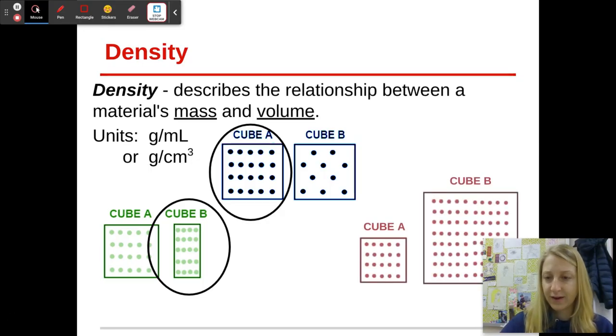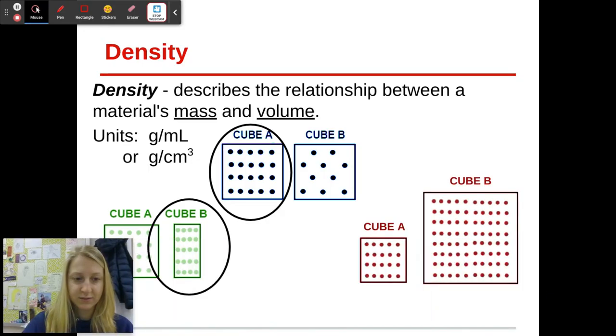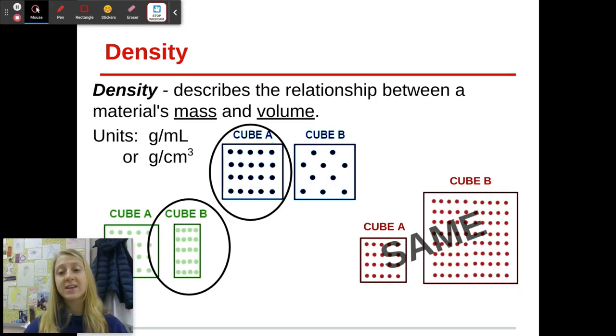Let's look at one final example, and I'll slide my face over to this side. In this case, we've got two different sized boxes, but we've also got two different numbers of dots inside of them. You could do the math and you could count, but really, if we just look visually, the dots look pretty equally spread out in both cube A and cube B. So in this case, they're actually the same. Neither of them is more dense than the other one. So that's definitely a possibility.